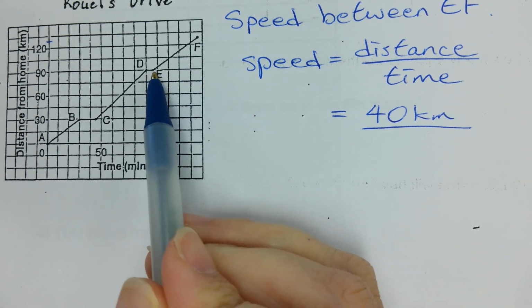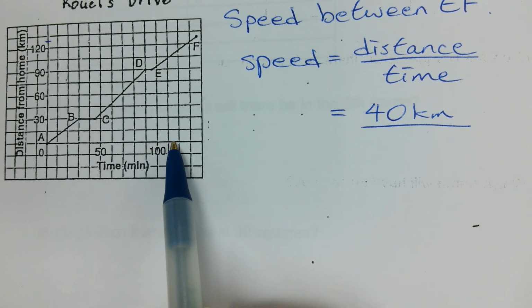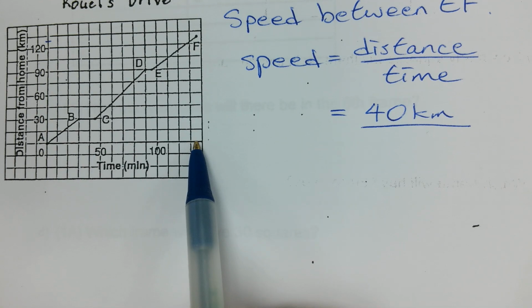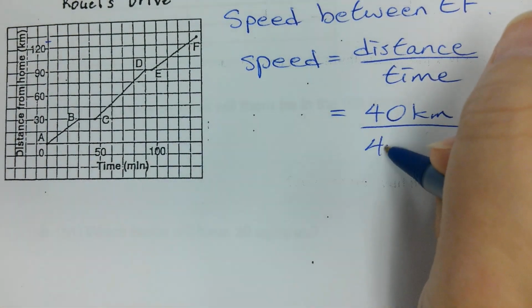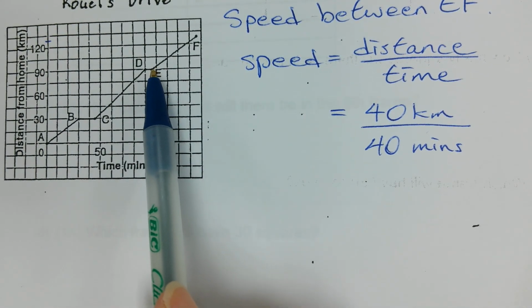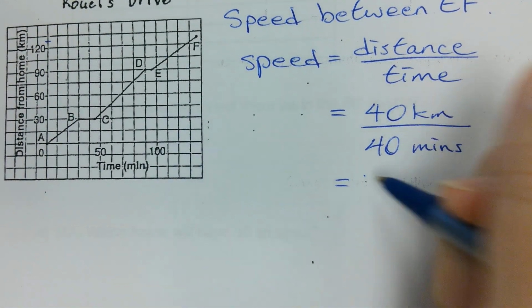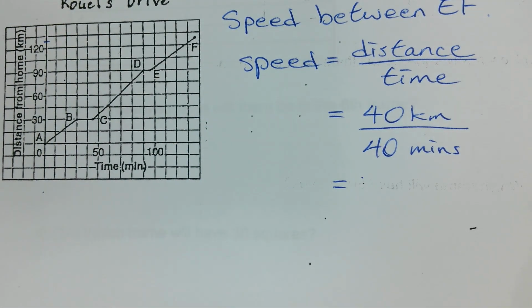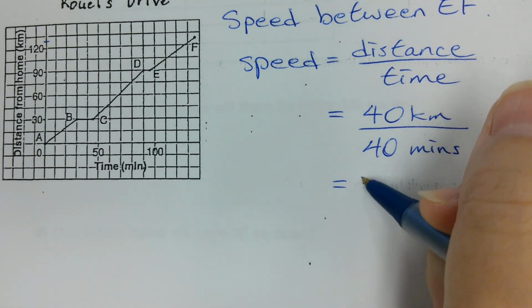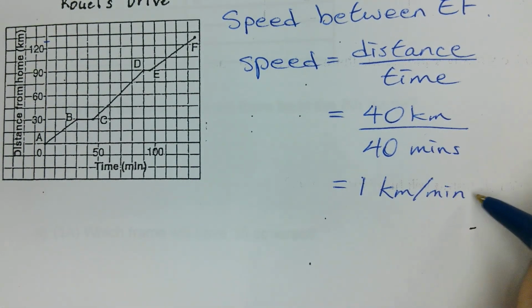How long did that take? From here to here. So in this one, every box is 10. So 10, 20, 30, 40. So it's 40 minutes. Yeah, that's half a box right here, and this is also half a box. Yeah, so 10, 20, 30, 40. All right. So what's my final speed then? 40 kilometers divided by 40 minutes, that's 1 kilometer per minute. Right.